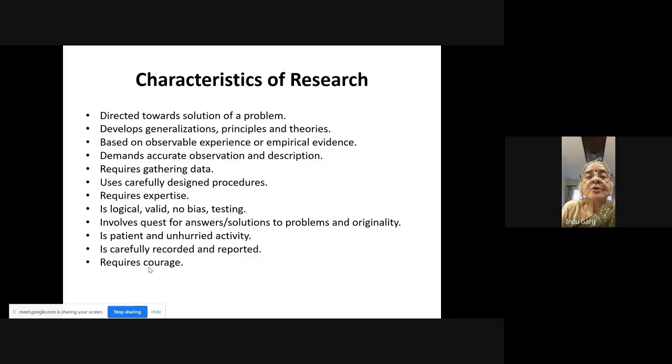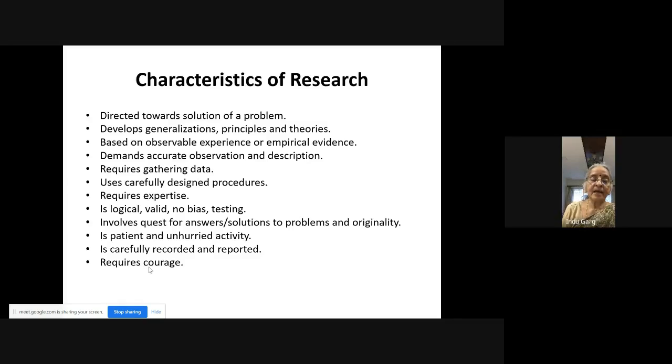Research also helps to develop generalization. So we may do research with 9th standard students, but we have only done it with a select few of them. Whatever we do, it should be applicable to the whole population of 9th standard students. That means whatever solution we find as a result of our research, we will say that if we apply this solution, it will work with 9th standard students. So it is generalizable. And of course, it also develops principles and theories.